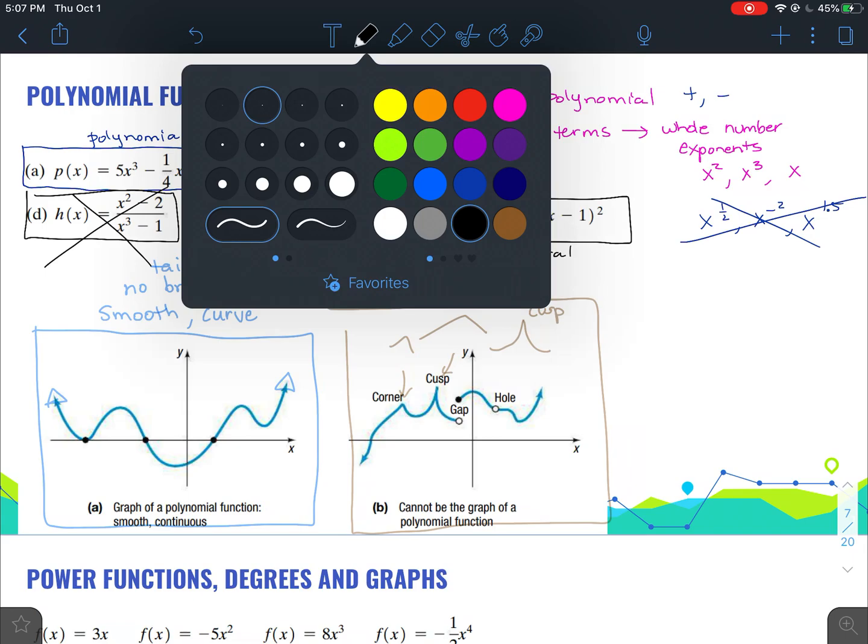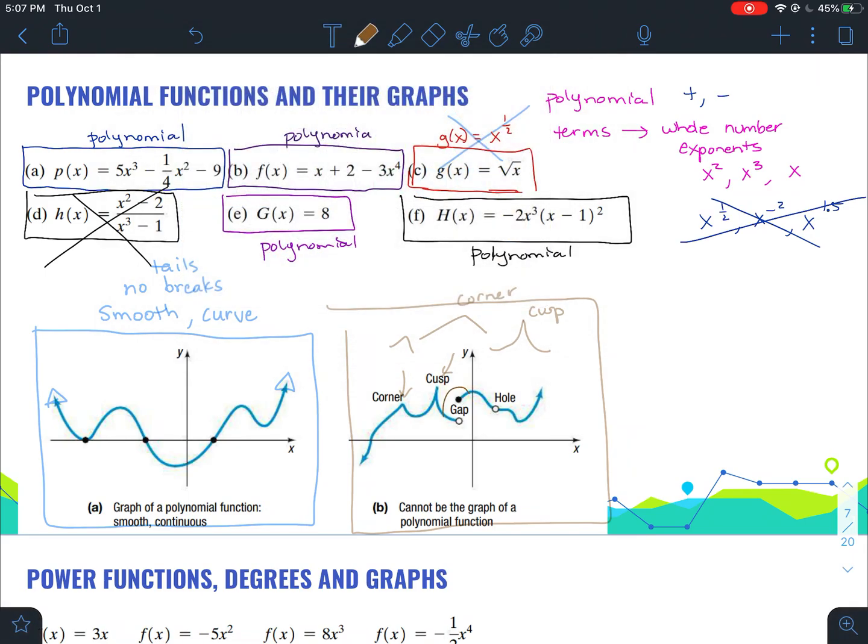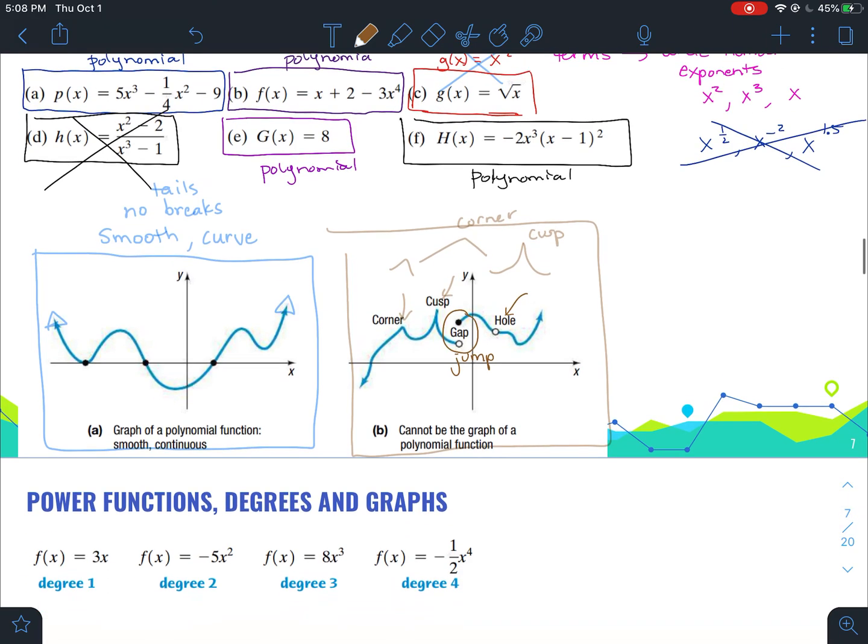Also, if it has any breaks in the graph, notice right here that would be a break in the graph. We call that a jump. So it's jumping from one point to another. That is not a polynomial function. Or if it has a hole, so there's a break in the graph where it keeps going and then stops with the hole, that also means it's not a polynomial function. So polynomial functions are smooth curves that have tails.